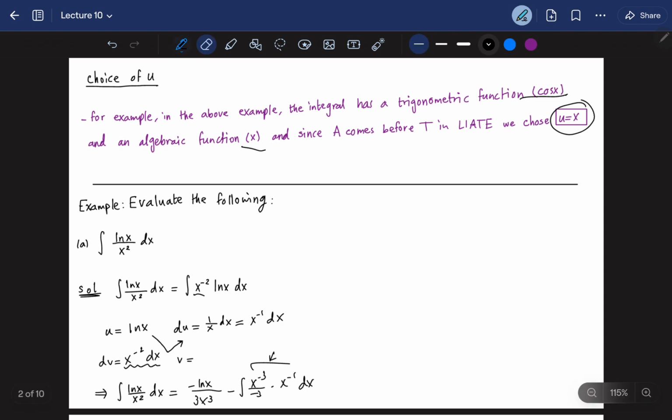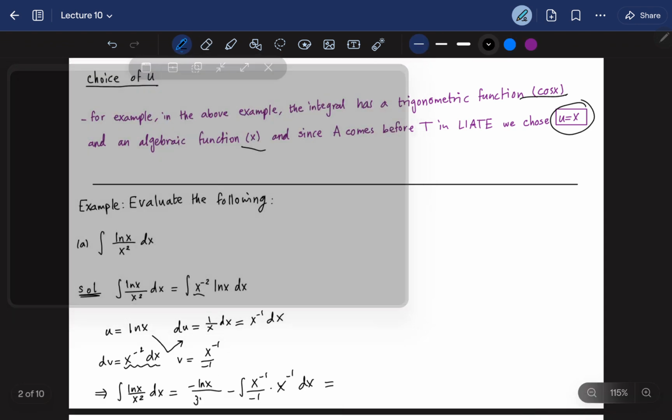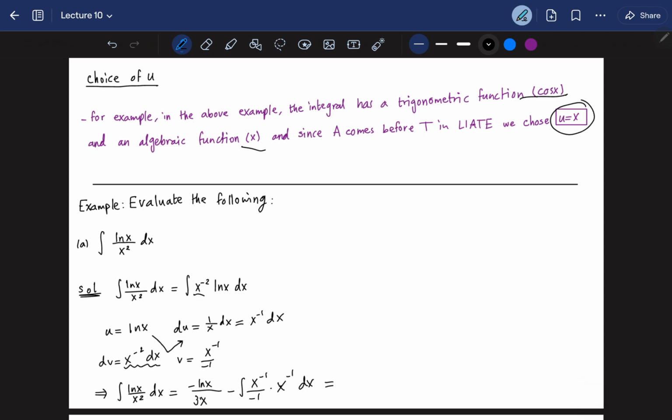Okay, I think I made a mistake here. This should be x to the negative 2, because when we integrate x to the negative 3, we add 1. Sorry for that. So this is x to the negative 1 over negative 1 multiplied by x to the negative 1. If you simplify, I need to fix it here too. This is just x without the 3. So negative ln of x over x plus, so this is x to the negative 2. If you integrate it, you're going to get x to the negative 1 again, plus c.